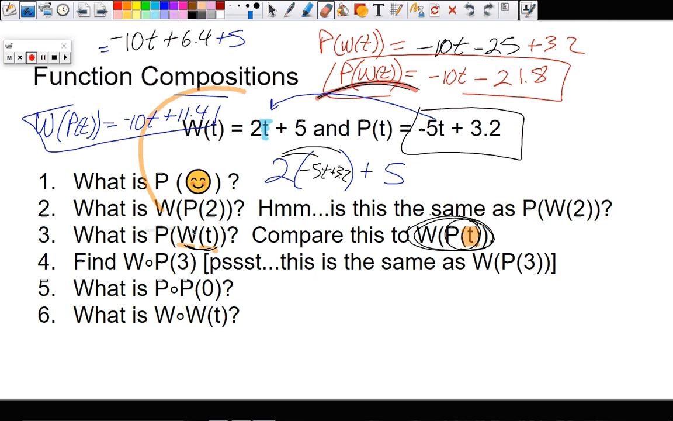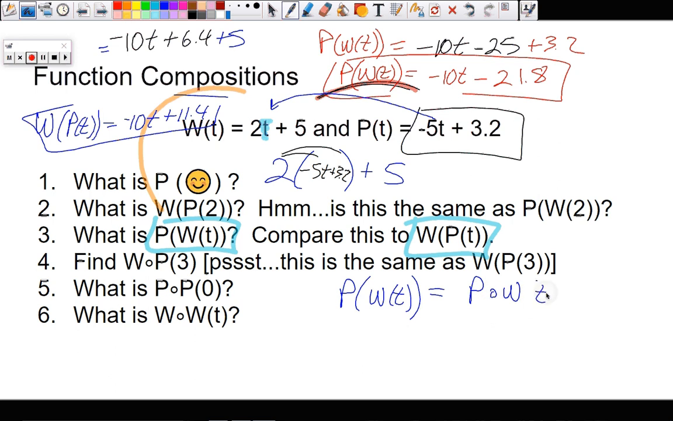All right. Real quick, can I have someone volunteer just to make sure that we're good to go? How do I read that? P of W of T. Yep, P of W of t. Anyone, how do I read this? W of P of t. Now let me show you something real quick. P of W of t can also be written like this. They mean the same thing. W is worked with first, and then whatever you get, you're going to plug that into P.